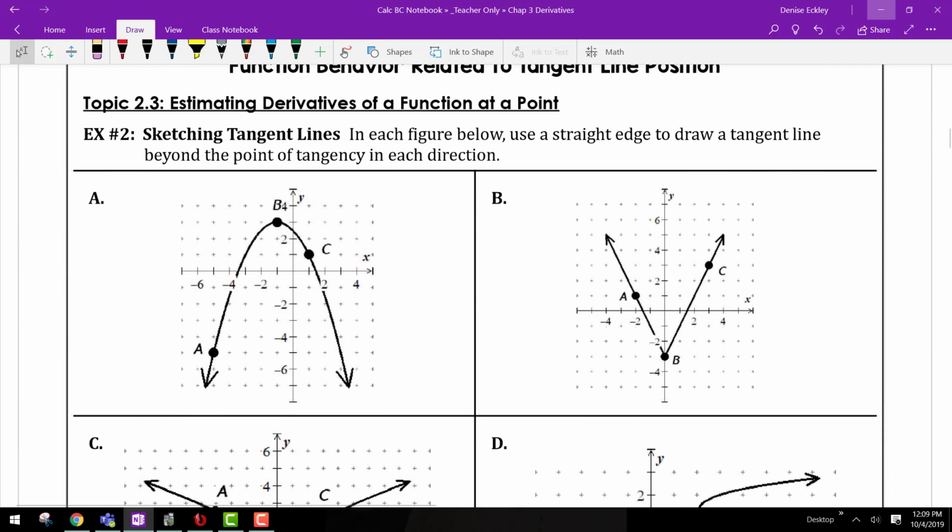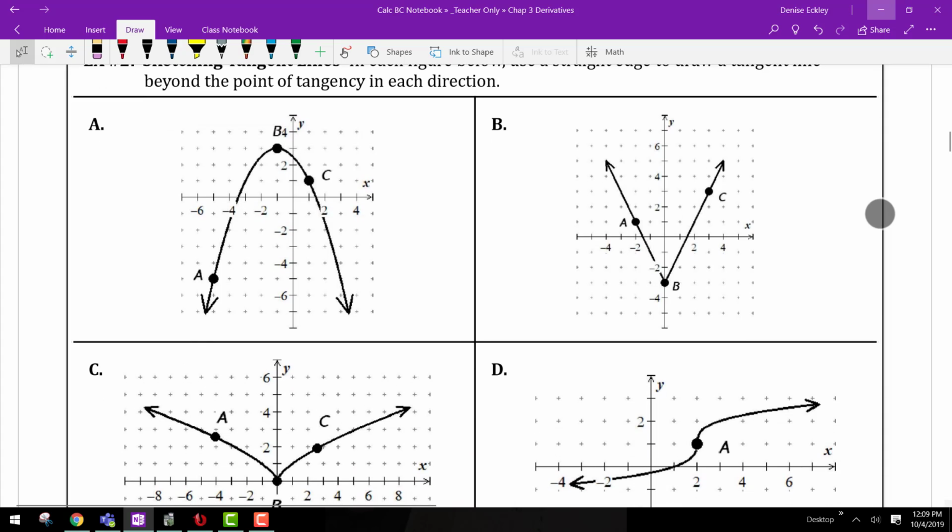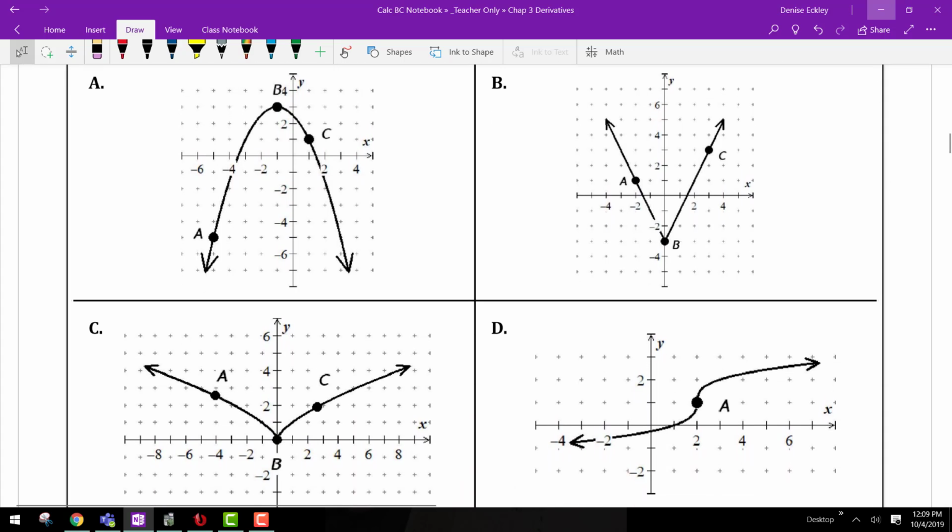Okay, so how do we sketch tangent lines and find their slopes? What we're going to do here is use a straight edge to draw a tangent line beyond the point of tangency in each direction so that you can capture enough points on the line to find the slope. I'm going to attempt to do this on here, but it's a little tricky using the free draw. Let me try a line here and see how it works out for me. So at point A, the slope of my tangent line, so that's what I was afraid of.